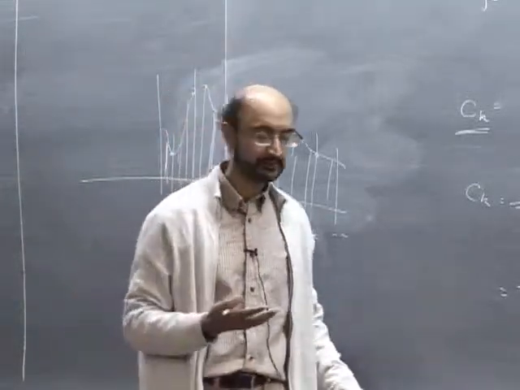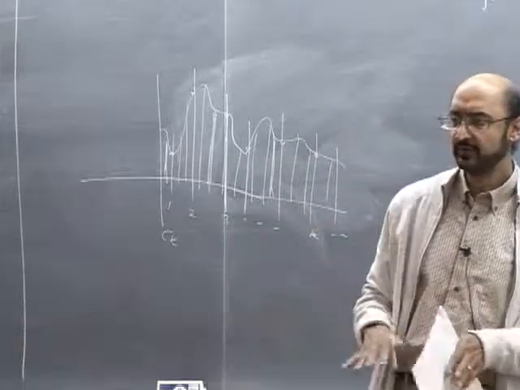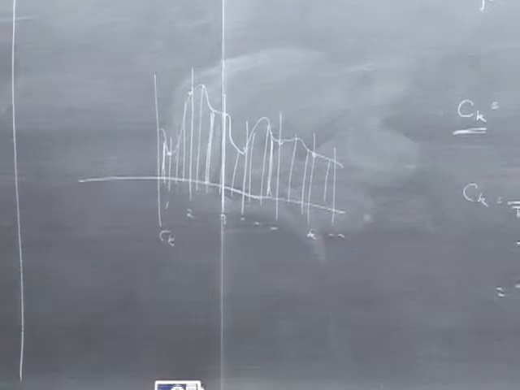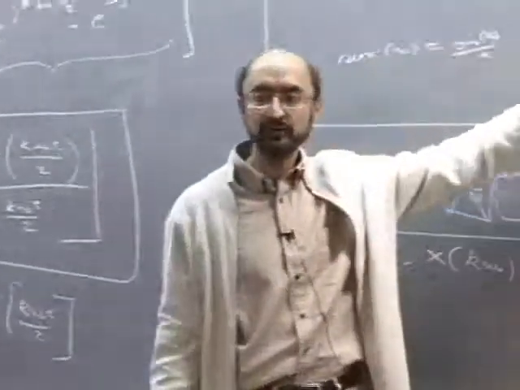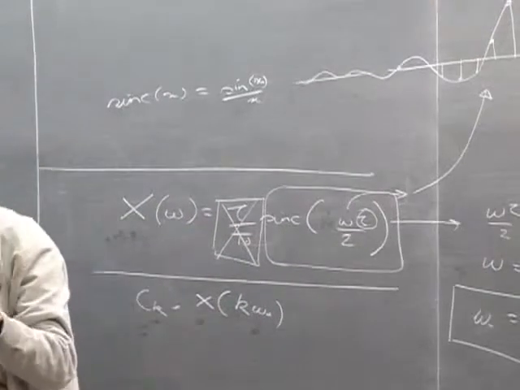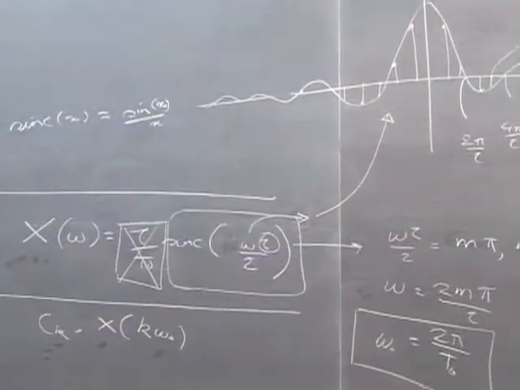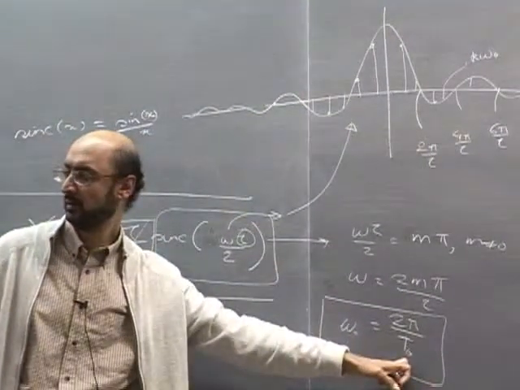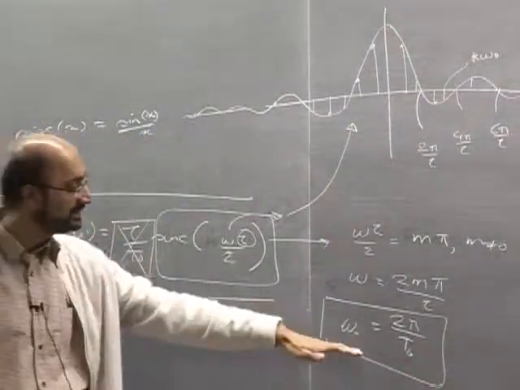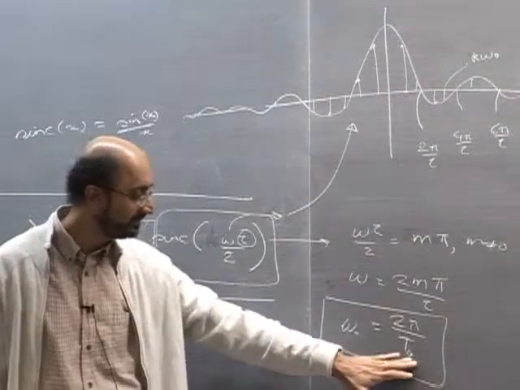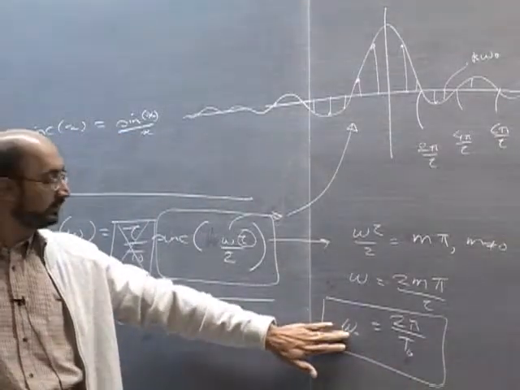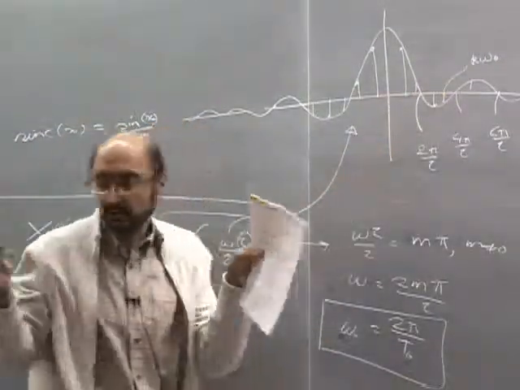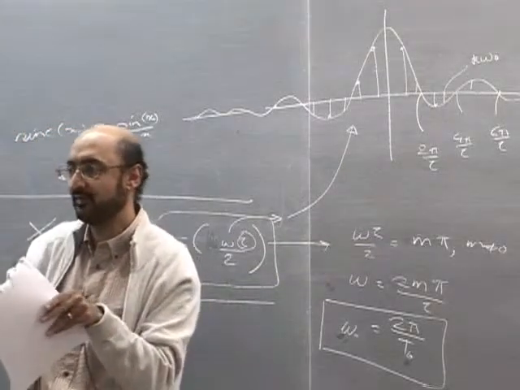It tells us if we take a pulse and we compute the Fourier series coefficients, they are coming as samples of a continuous function. The continuous function depends only on the pulse width, but the frequency with which you're sampling it depends on the period t naught. So if you make t naught larger, what's going to happen? When t naught is large, omega naught is going to be small. If omega naught is small, then these k omega naughts are going to be closer together. They're going to be bunched up. So you're going to sample it very fast, right?